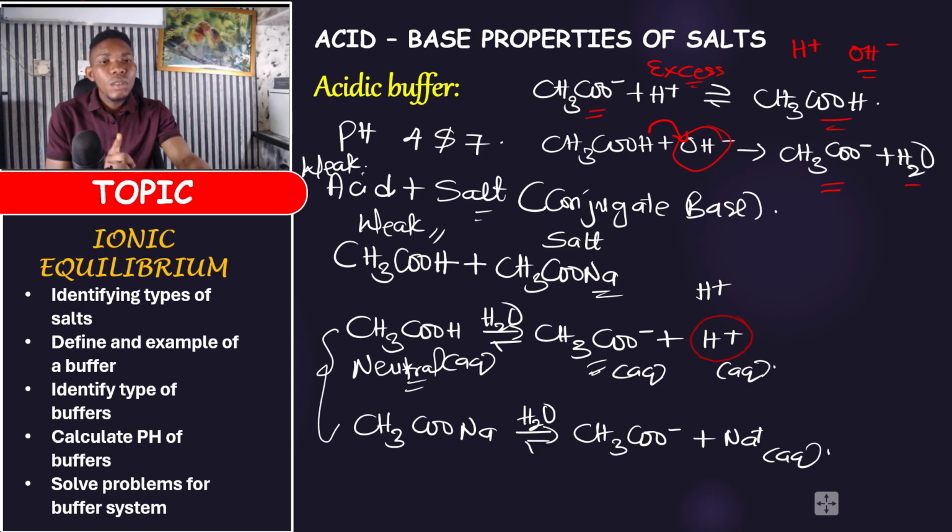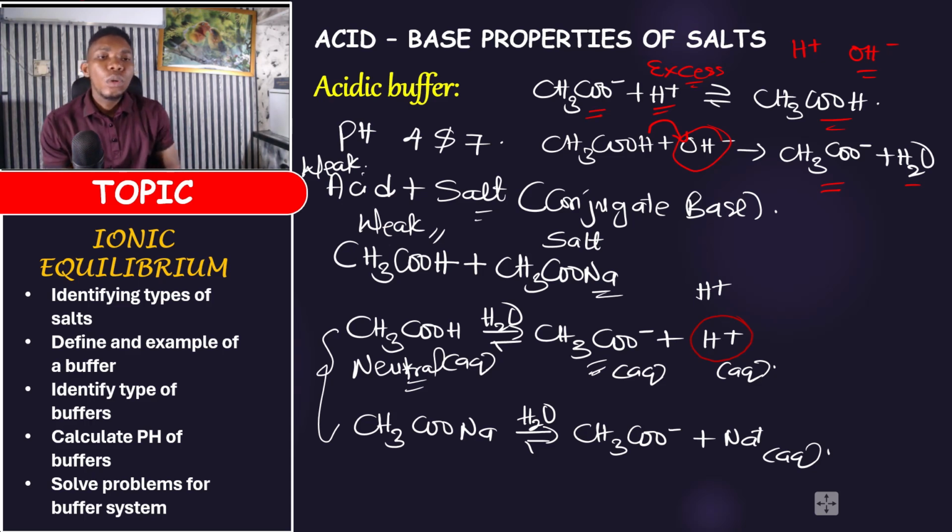Because the presence of this excess acid will decrease the pH, because when you talk about decreasing the pH, it makes the solution acidic. Do you understand the concept? It will decrease the pH and then make the solution what? Acidic. Is that okay?